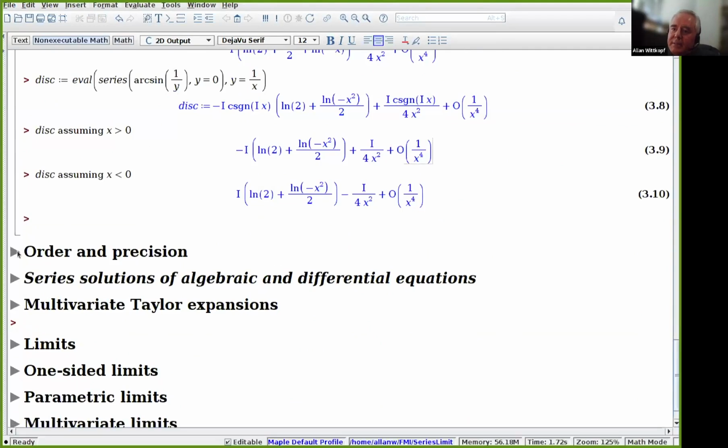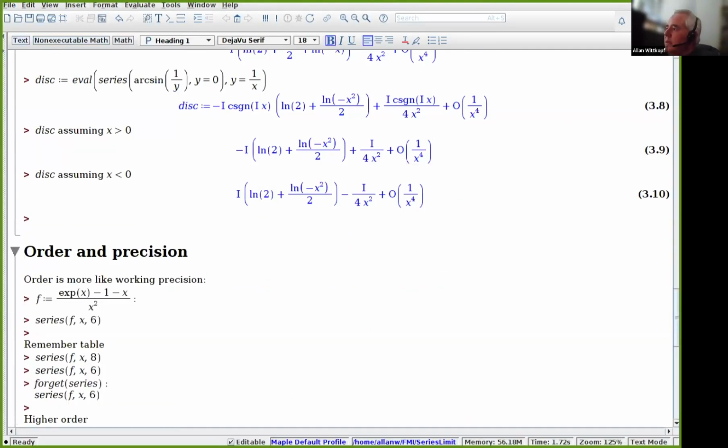Okay, next, I want to talk a little bit about order and what order means. Order isn't really a fixed order that you're computing it out to. It's not the power of the term. It's more like a working precision. If you were working with a fixed floating point, you'd have a certain number of digits to work with. Much the same way in series, you have a fixed number of terms.